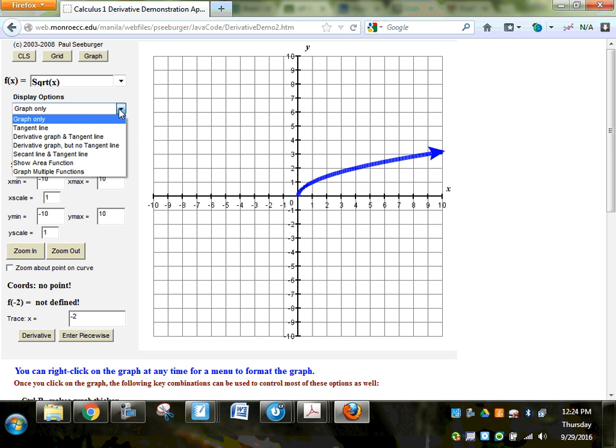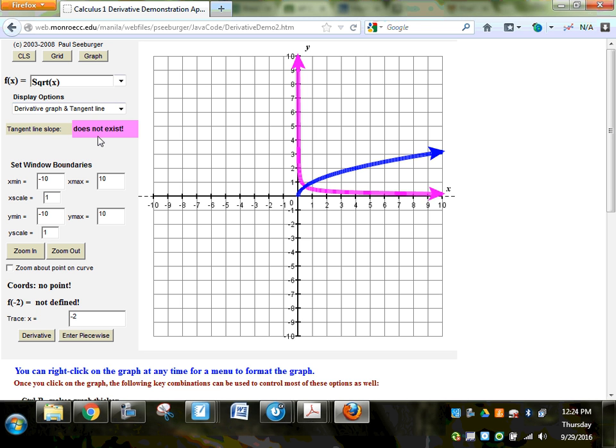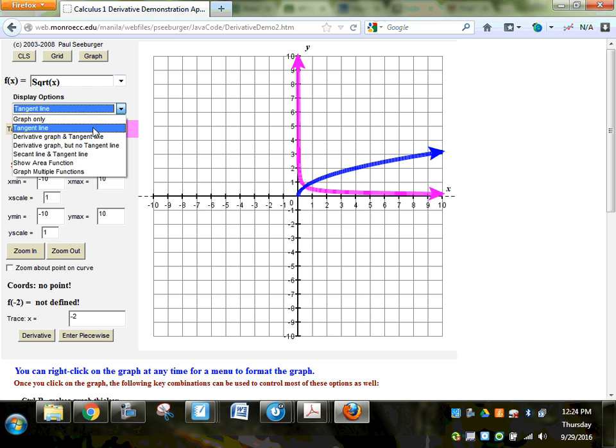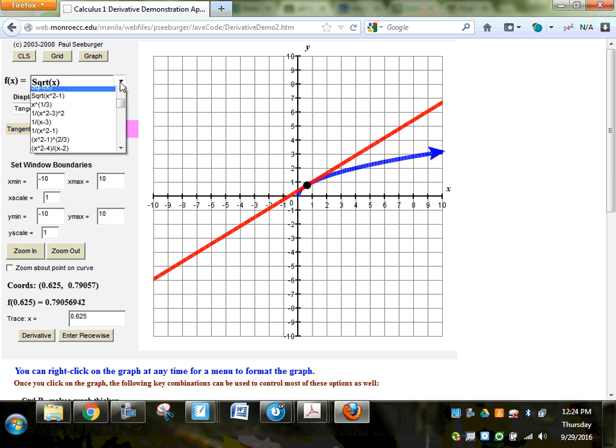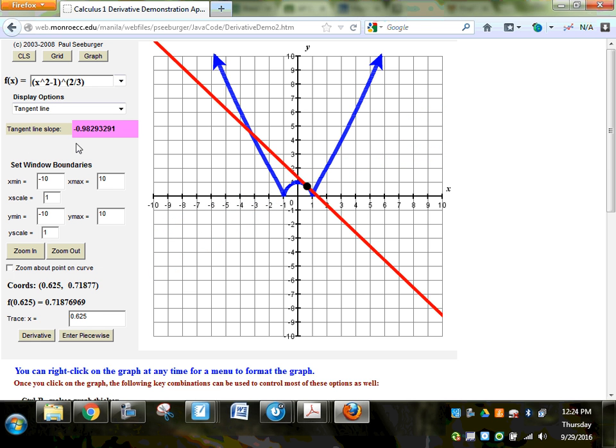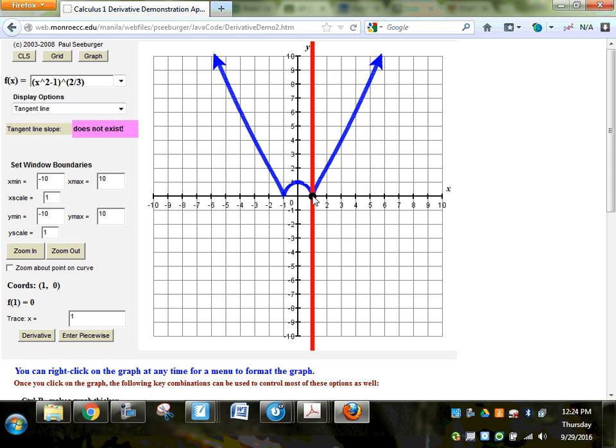Where's our tangent line? See, as I go across, see how this levels off with time, but it has a kind of big slope here? And you can play around with a bunch of different functions, like this one here. What is this called? A cusp. What do you know about the slope of the tangent line? It doesn't exist.